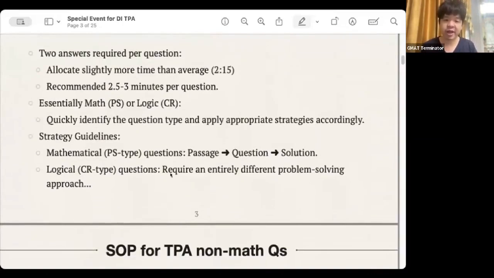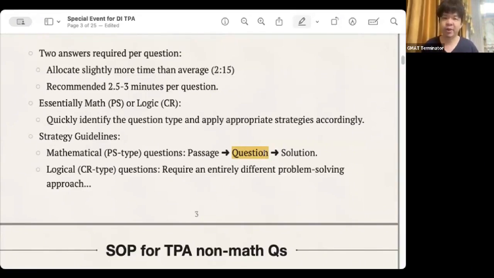If it's a math-related question, I would suggest that you first read the passage, then look at the question, I mean, the actual question being asked, and then proceed to do the calculations to find the answer. There's no need to look at the options first, because looking at the options doesn't make sense. They're just numbers. See what it's asking you to do.